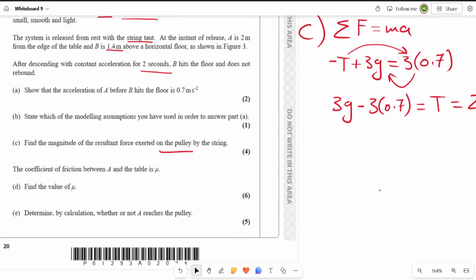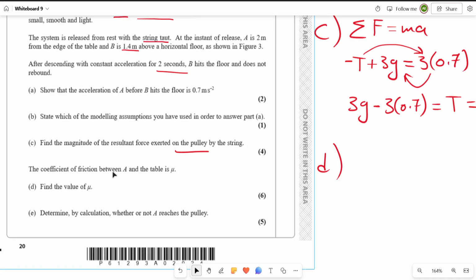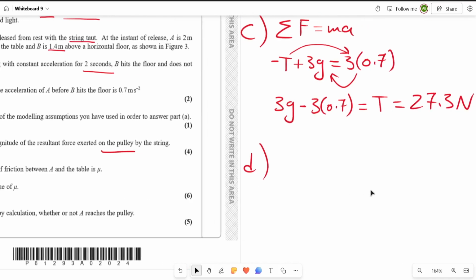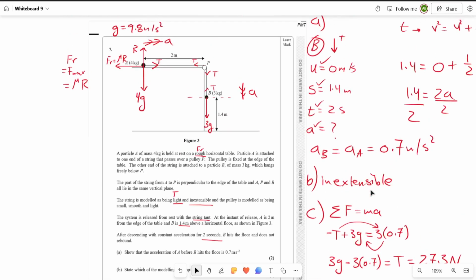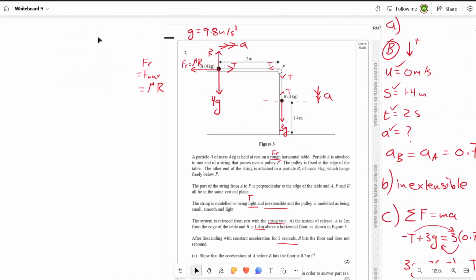Okay, now part D tells me that the coefficient of friction between A and the table is mu. Find the value of mu. Now I'd like to solve part D over here so we can visualize. So let me do that. Okay, so part D.